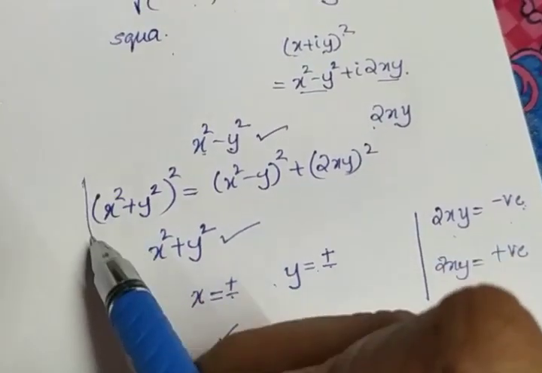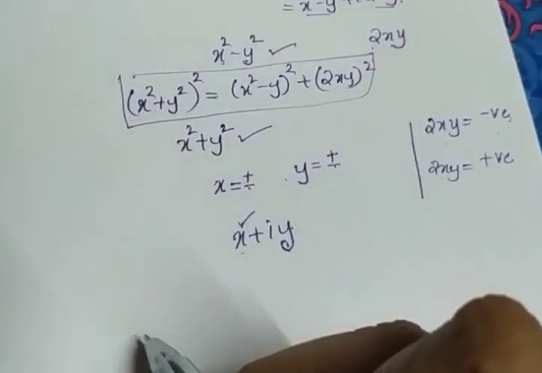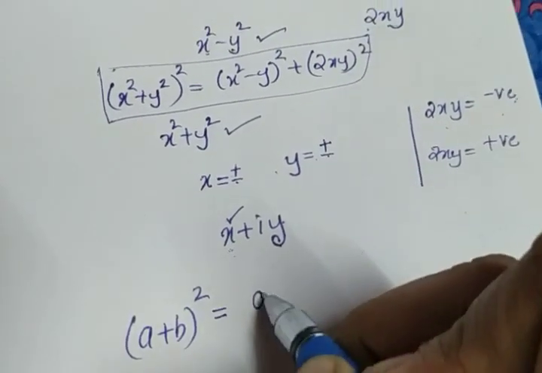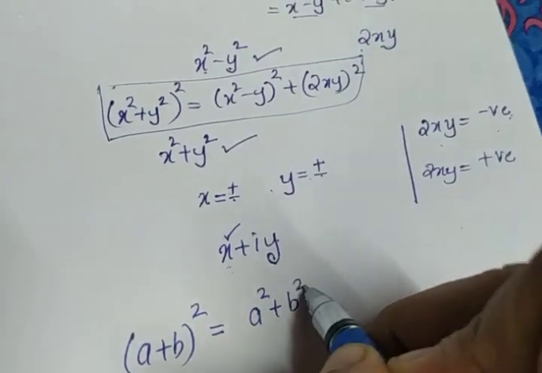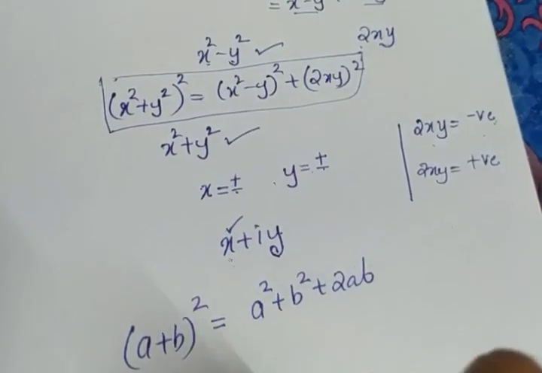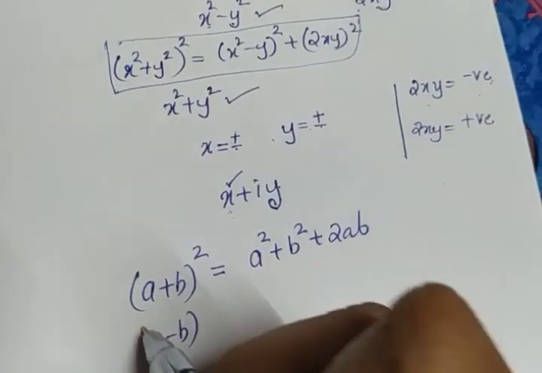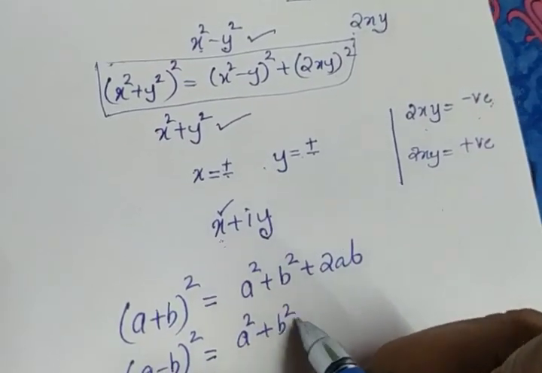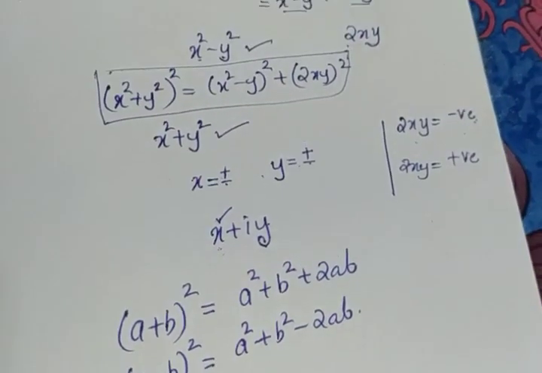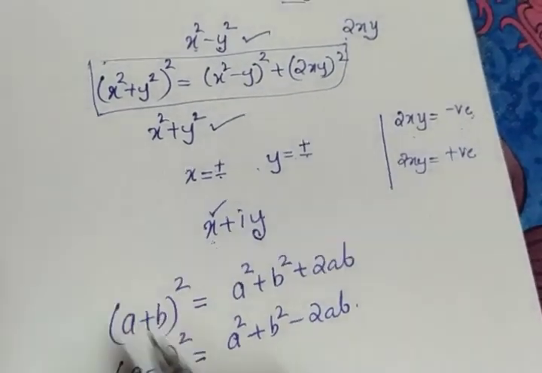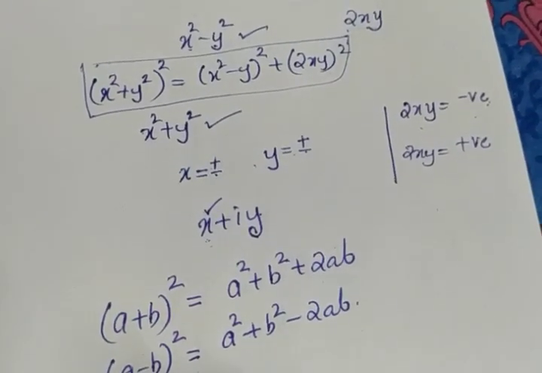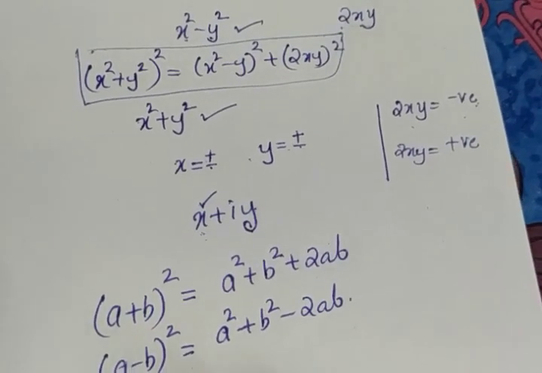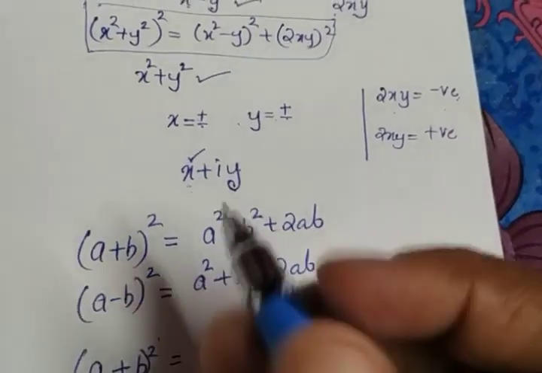And again, how are we getting this formula? We have an identity: a plus b the whole square. What is a plus b the whole square? It is a square plus b square plus 2ab, isn't it? And what is a minus b the whole square? A minus b the whole square is a square plus b square minus 2ab. So if I am writing a plus b the whole square in terms of a minus b the whole square, can I write that?